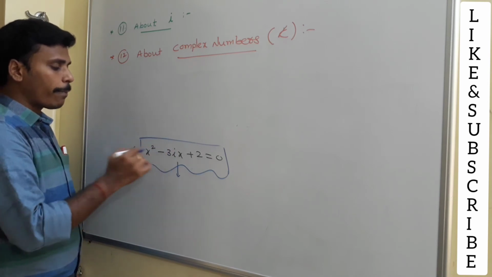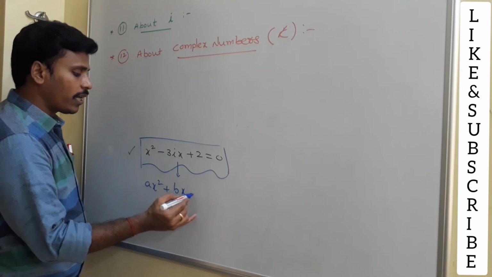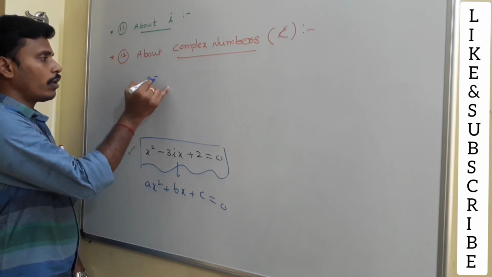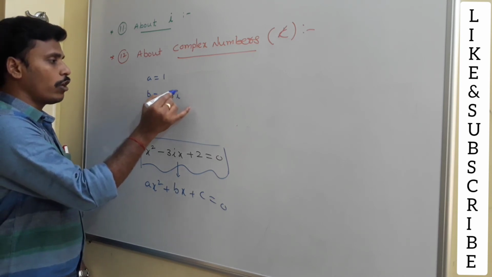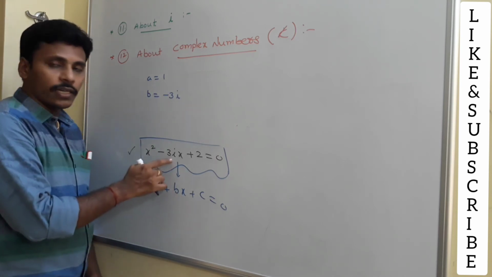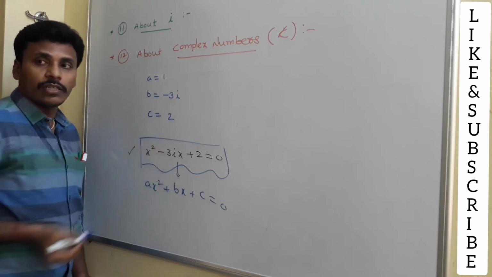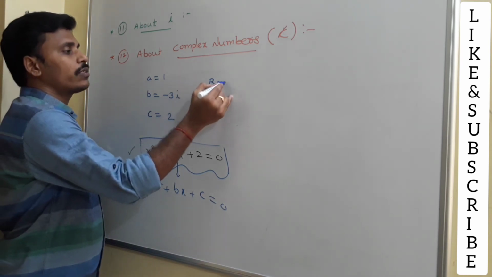First of all, you need to compare this equation with the general quadratic equation, ax² + bx + c = 0. If you compare, your value of a is 1, and b, which is the x coefficient, is minus 3i in the given equation, and the constant term c is equal to 2. I have all these three things. Then I need to find the roots for this equation.